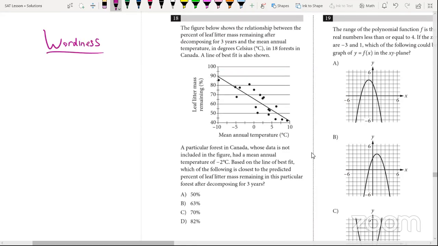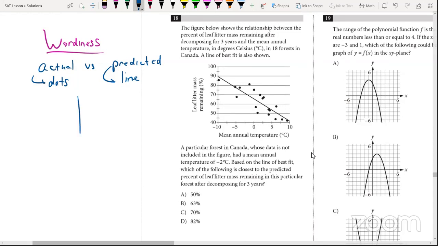Now, technically, it's the actual versus the predicted. So it's a common theme on the SAT. You have the actual values, which are the dots, versus the predicted values, which is the line of best fit. So when we're looking at the dots versus the line, we need to know that that's the actual versus the predicted.